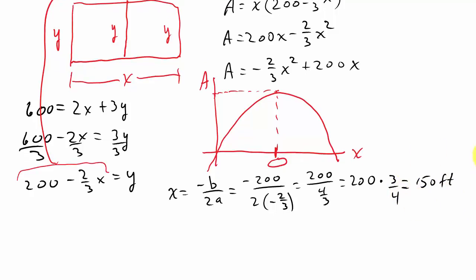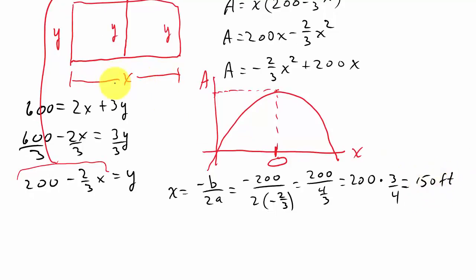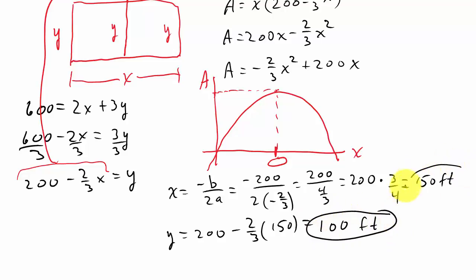So this 150 feet gives me this length here. Now I need to find the length of y, of this side. Well, y is 200 minus 2/3 x. So all I have to do is take this x value, plug it in here, and that'll give me my y. So y is 200 minus 2/3 times 150, which equals 100 feet. So here are the dimensions of the rectangular area: 150 by 100.